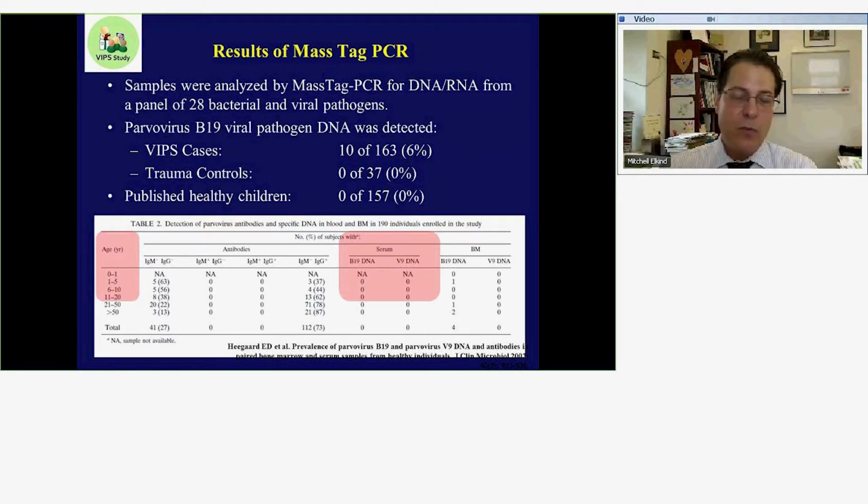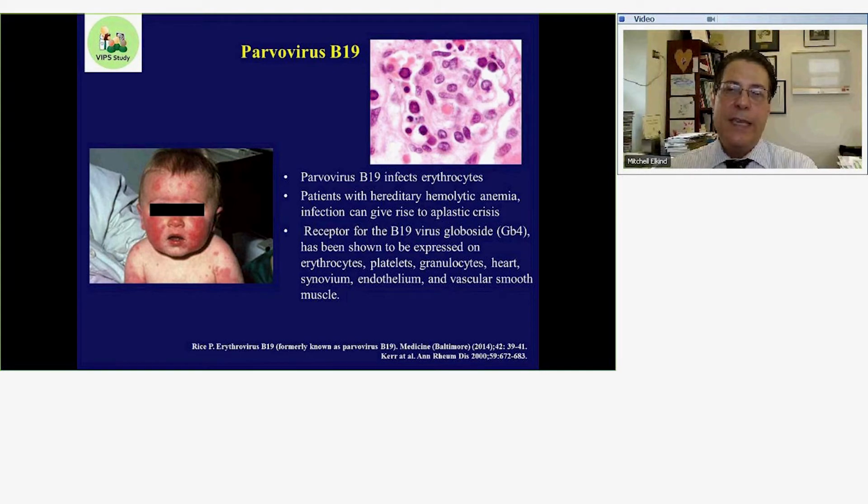And that's compared with 0% of the control population and 0% in healthy children based on published studies. So some proportion of these kids seem to have evidence of recent parvovirus B19 infection. And parvovirus B19 is the virus that causes what we call fifth disease, or slapped cheek syndrome, these red cheeks that kids can get from it. This is a particularly nasty example.